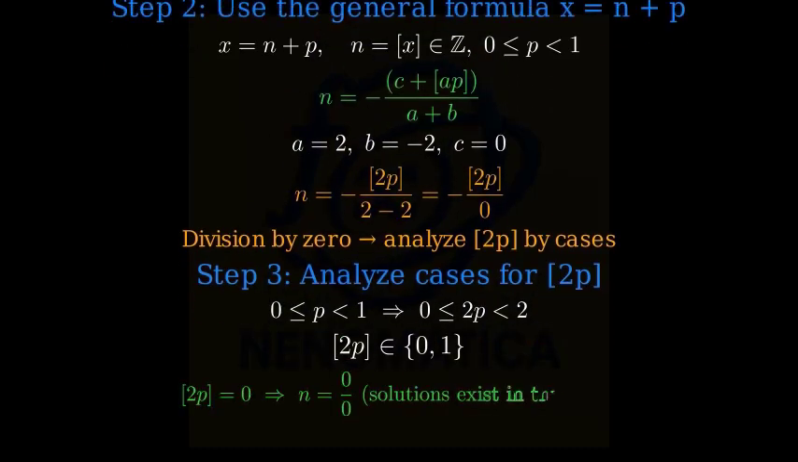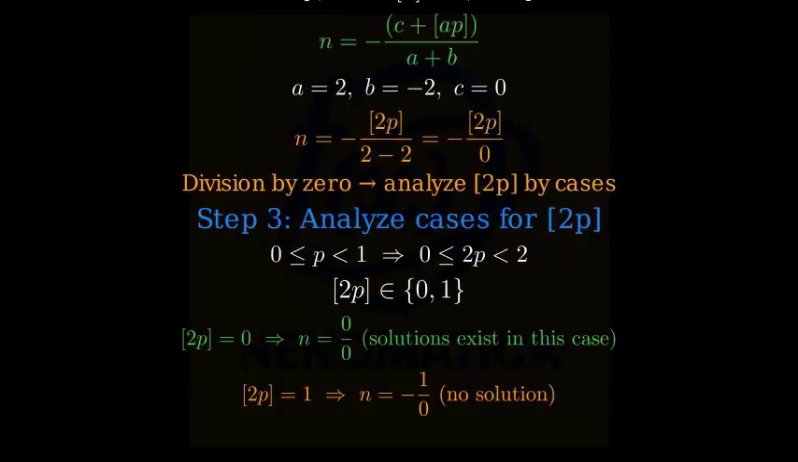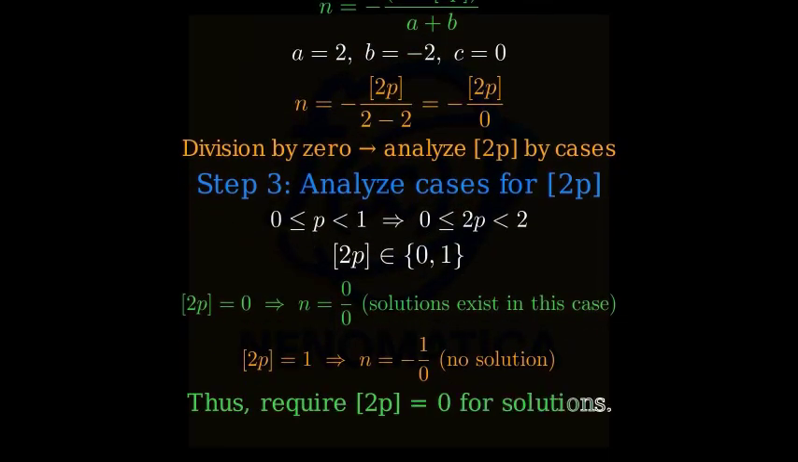Case 1. If floor of 2p equals 0, then n equals 0 over 0 in the formula, which means the equation is an identity in n within this case, so solutions exist. Case 2. If floor of 2p equals 1, then n equals -1 over 0, which yields no solution. Therefore, the equation has solutions only when floor of 2p equals 0.